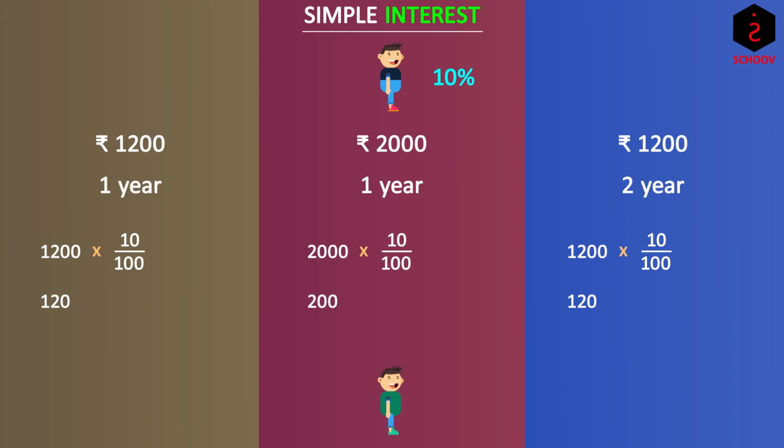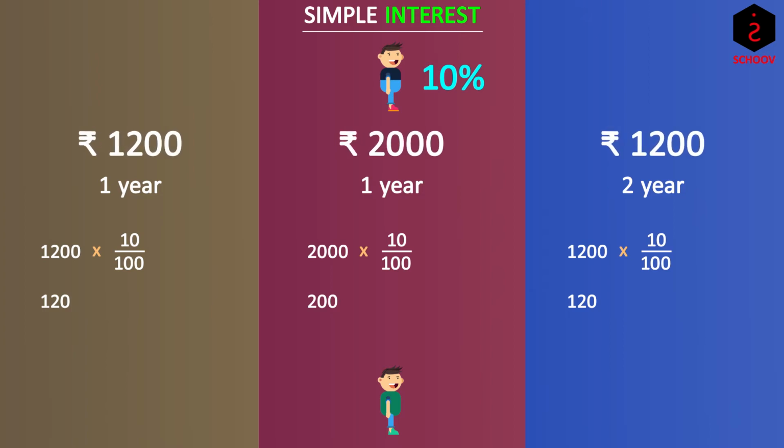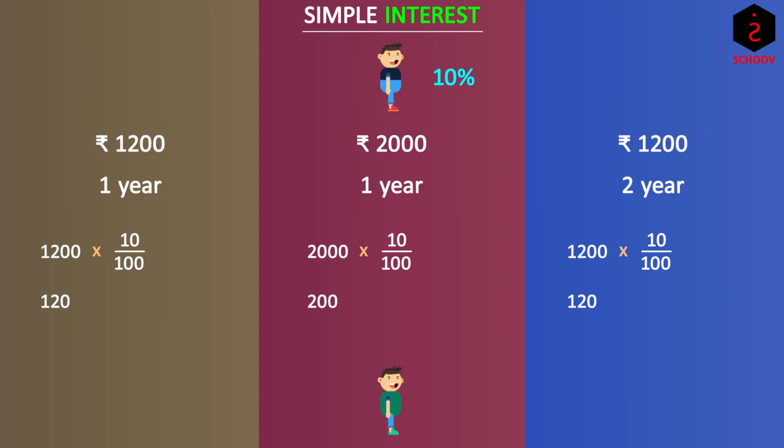No, it's not fair. It's not fair because we have not considered the time in the calculation. Only the percentage and the original amount. So, what to do? Simple. Consider time too. Simply multiply by time. So, into 1 in the first and the second case, and into 2 in the third case.